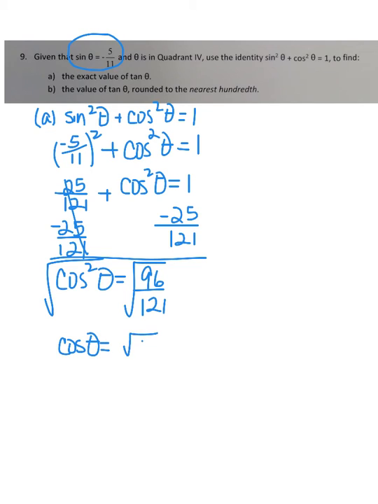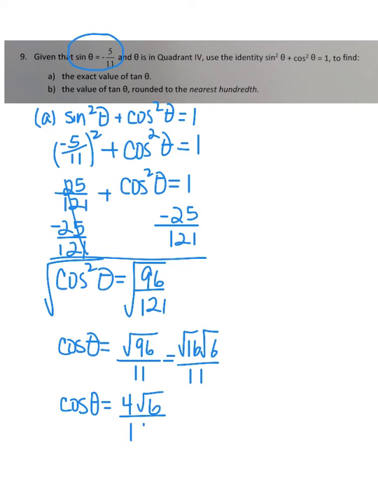the square root of 96, and I know the square root of 121 is 11. So I am just going to break that down. I could leave it like that for now, but let's break it down. The square root of 96 is the square root of 16 times the square root of 6. So then I know that the cosine of theta is equal to 4 radical 6 over 11.